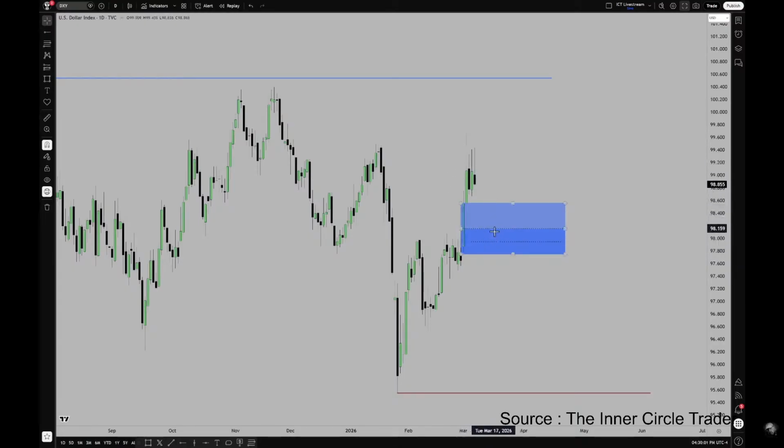Okay, so that would be a perfect discount sensitivity display. Leaving a small portion down here open would be wonderful, and then send it higher. And that would put weight on euro dollar and pound dollar. All right, so that's that on the dollar index.